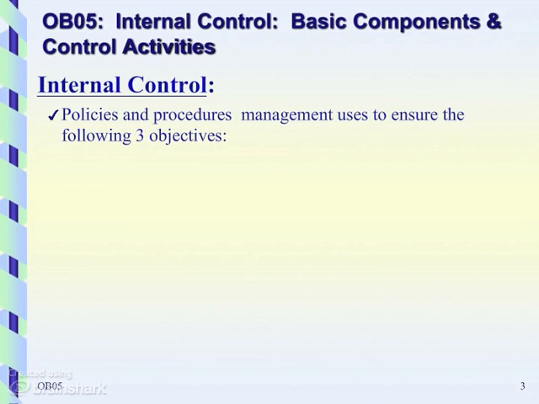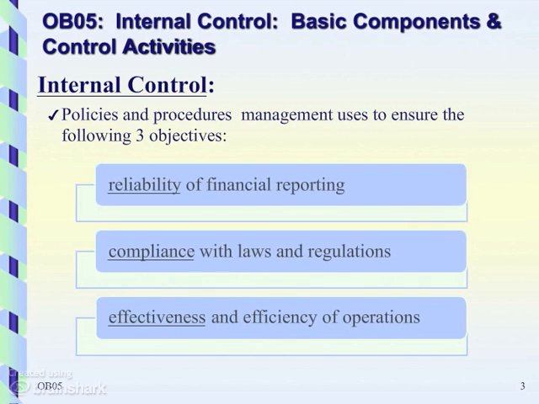Internal controls are the policies and procedures that management uses to ensure the following 3 objectives of a business. First, they must ensure through their internal controls the reliability of the financial reporting. Second, they must ensure that the business is in compliance with the laws and regulations for that industry. And third, they must ensure the effectiveness and efficiency of operations.